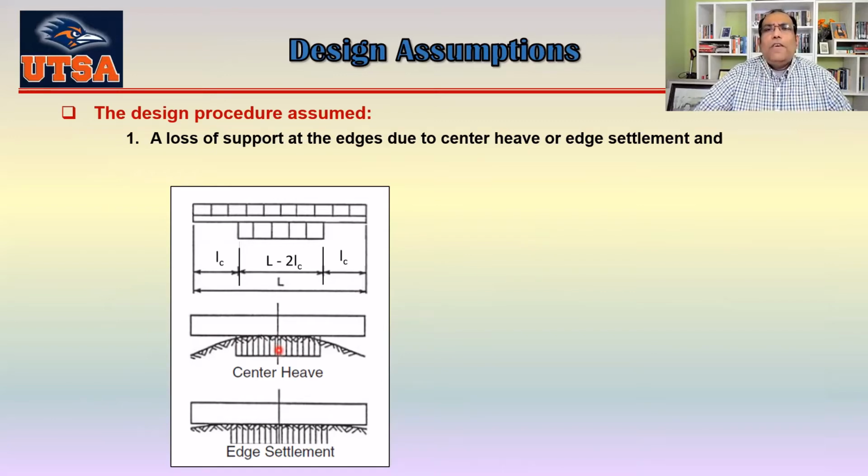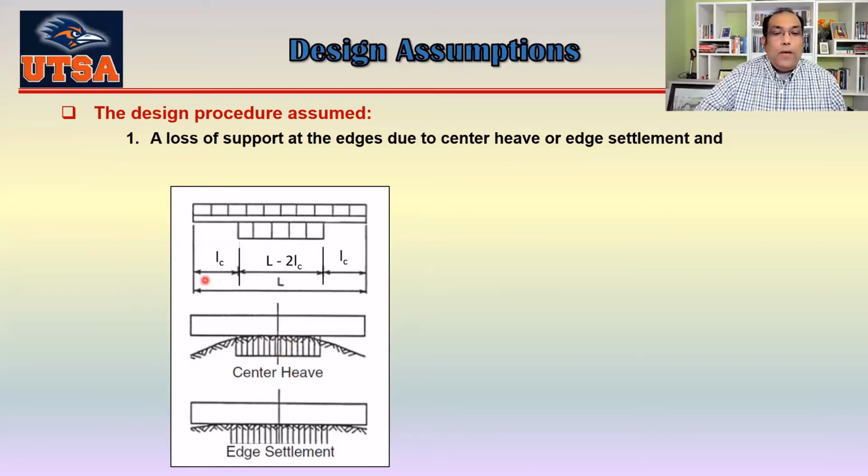Usually for high plasticity soil, your hydraulic conductivity is very low. So when it rains, the water can go only a few feet inside the soil. It cannot go all the way to the center of the slab. But many times we see that if there is any breakage or leakage of the water line, the situation can happen where the center will heave.